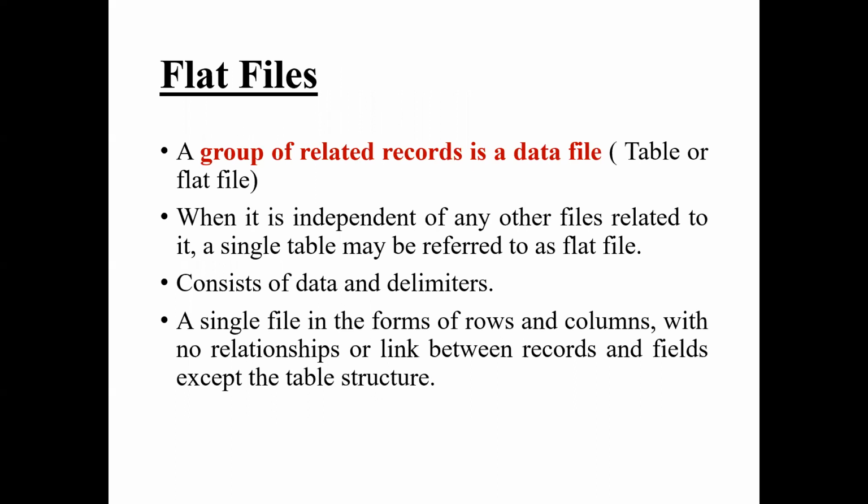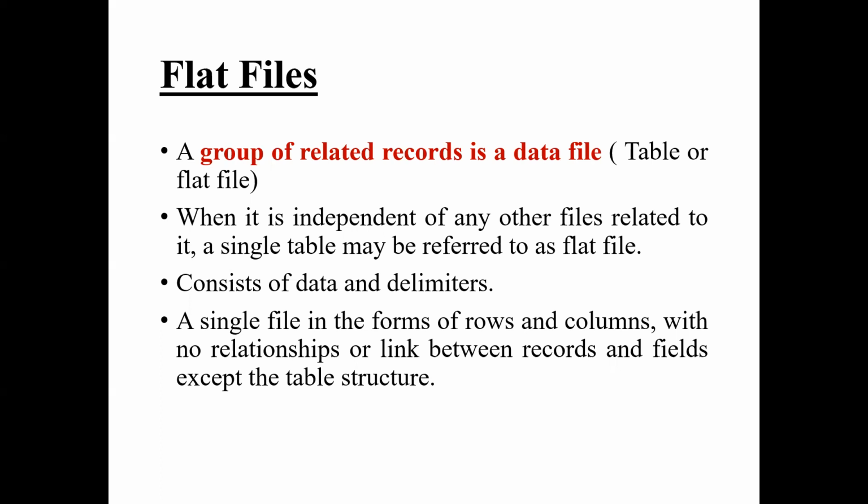Flat file is related to records. A group of related records is called a data file. As we have seen in the previous lecture, we saw the arrow from lower level to higher level. So a file is simply a group of related records. We started with the character, then field, then record, file, and then database. So a group of related records is a data file, or you can say a table, because records are in tabular form with rows and columns.